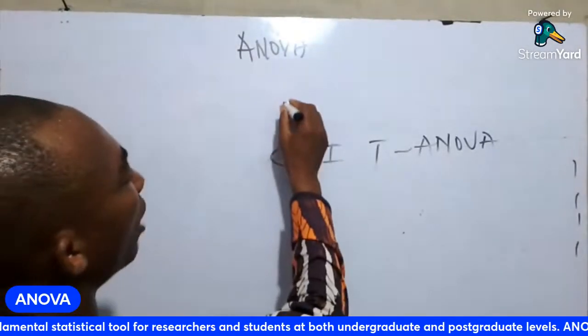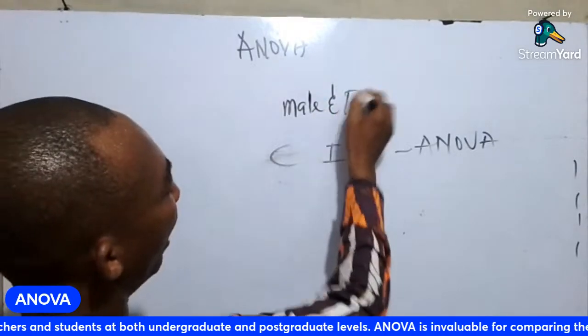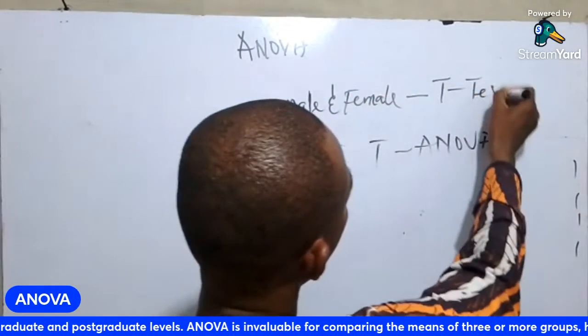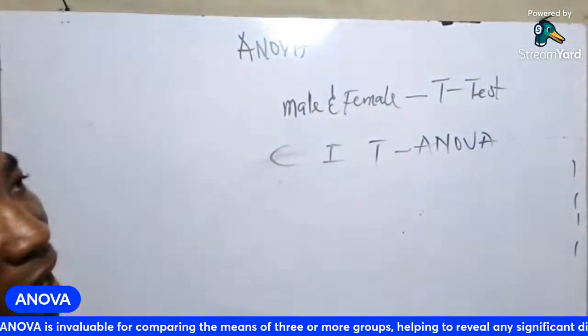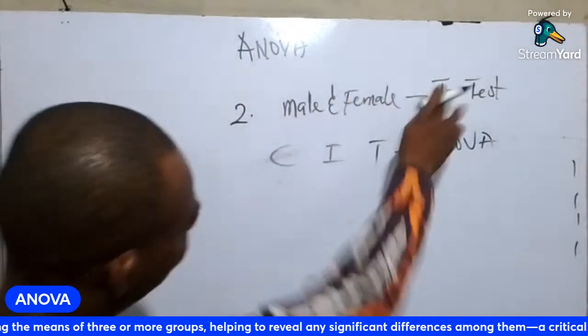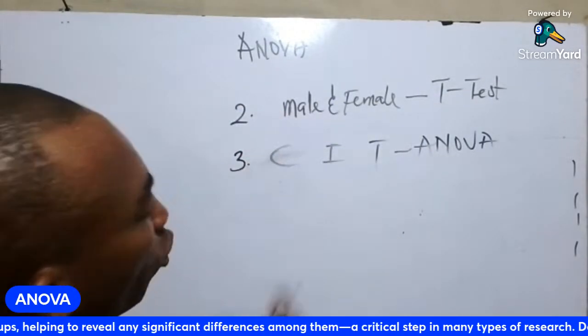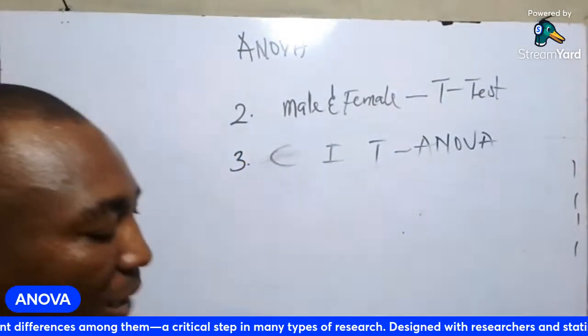But if it is just gender, that is male and female, in this case you make use of t-test. I will repeat myself. When you are looking at sample mean of 2, you use t-test. But if the sample mean is already 3, you make use of analysis of variance. That's the essence of why we are using analysis of variance.